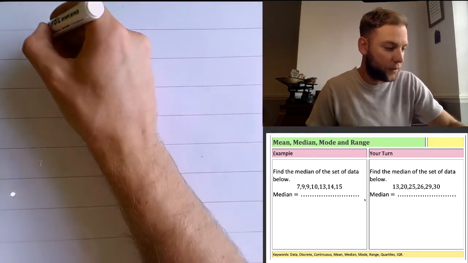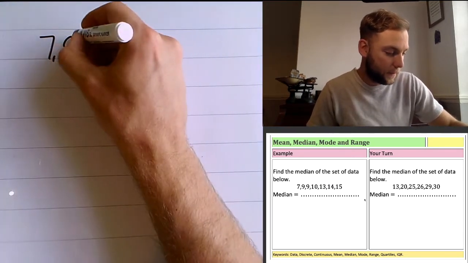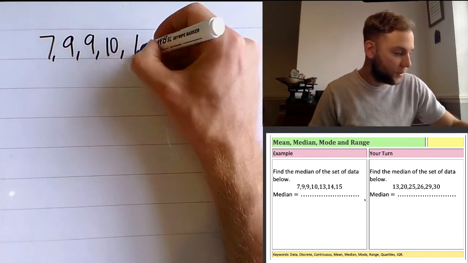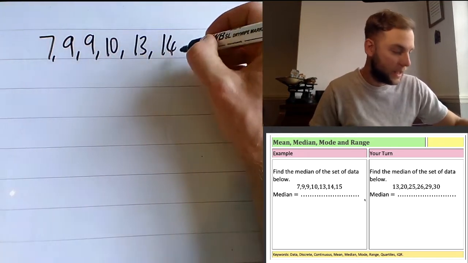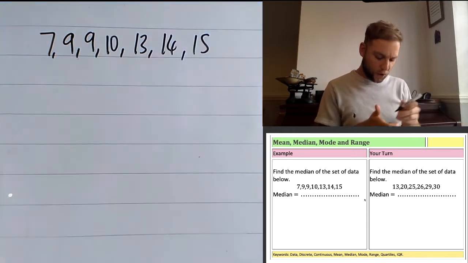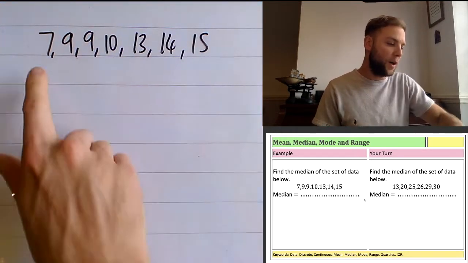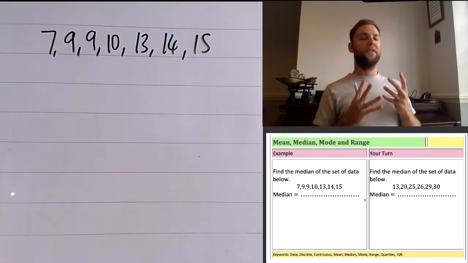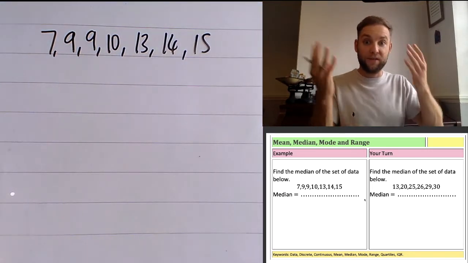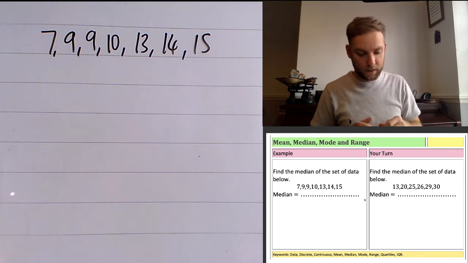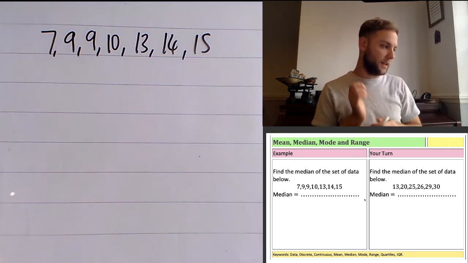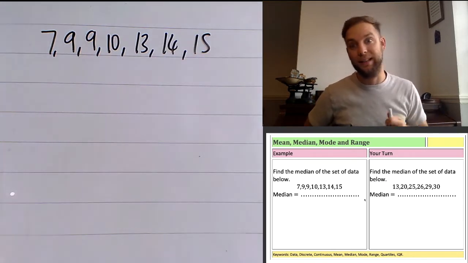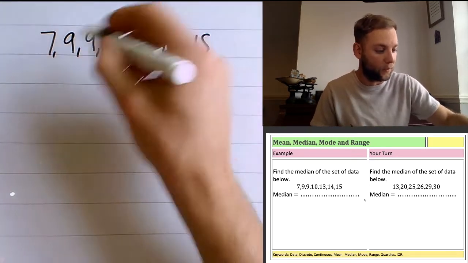So let's have a look. We've got 7, 9, 9, 10, 13, 14, and 15. There's a few different ways you can find out the middle one. You can either count how many there are. 1, 2, 3, 4, 5, 6, 7. So if there's 7, you can have 3 either side with the one in the middle being 4. The best way to do it is to add 1 to the total and divide by 2. So 7 plus 1 is equal to 8. Divided by 2 will be my 4th value.